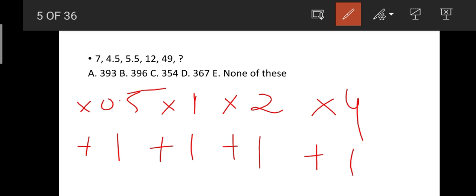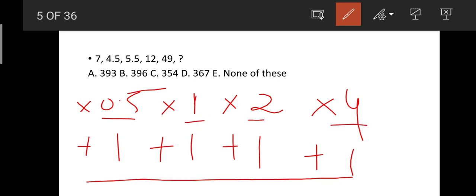Okay friends, if you observe here, they're continuously adding 1, but the number which they are multiplying is doubling. That is 0.5 into 2 is 1, 1 into 2 is 2, 2 into 2 is 4. Next, to get our answer, we should be multiplying with a number which is double of 4, that is 8, and then adding 1. Okay friends, if we multiply 49 with 8, it will be 392, and if we add 1, then it becomes 393.